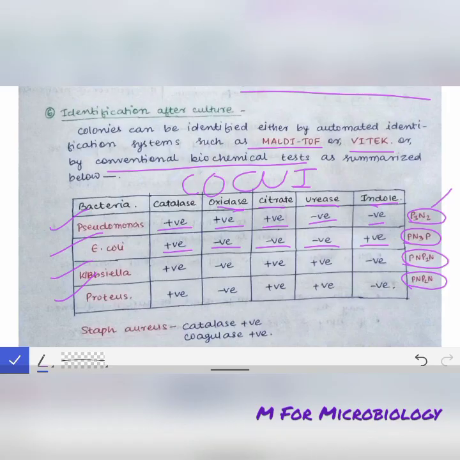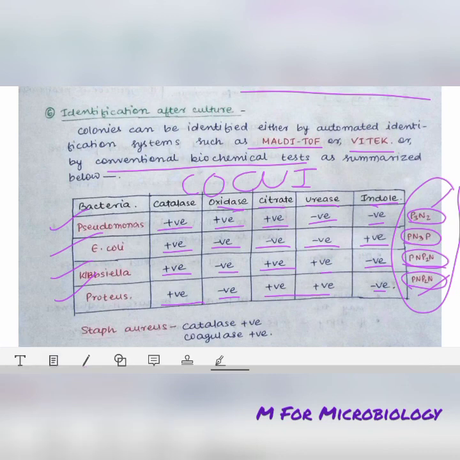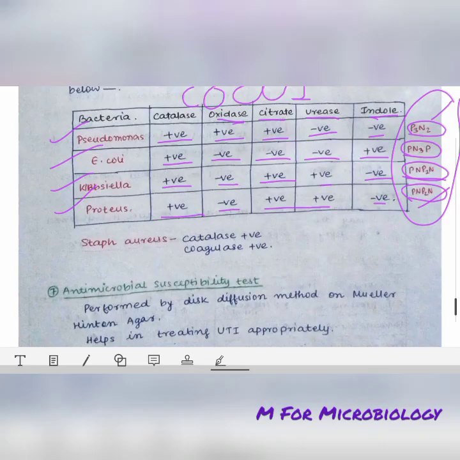Now the Kokui score of Klebsiella is PNP2N. So the first test is positive, the second is negative, then two tests are positive: citrate and urease, and indole is negative. And Proteus again has PNP2N. So by this simple trick of the Kokui score, we can simply remember the biochemical tests of important bacteria. I will make a separate video on this mnemonic, where I will describe it in detail, just a trick to remember the biochemical tests of the bacteria.